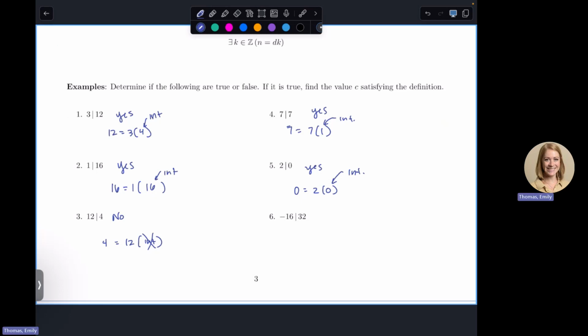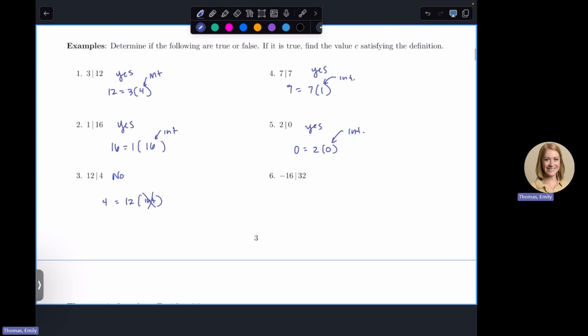Does negative 16 divide 32? Yes. We can write 32 as negative 16 times 2, and that's an integer. I made this a negative 16. Yeah, sure would be negative 2. Yep. Need both those negatives. Cool.